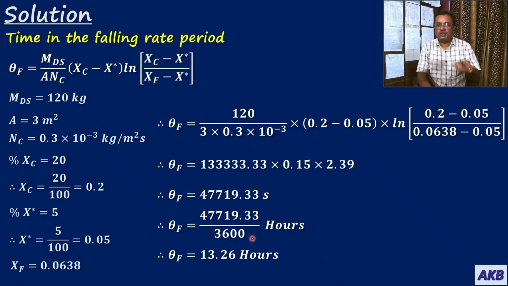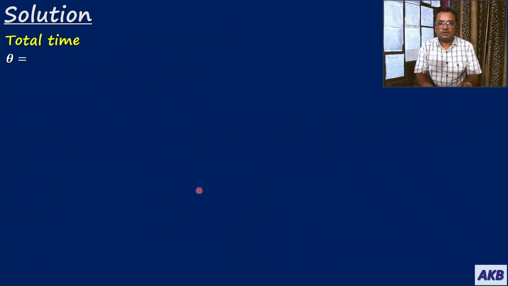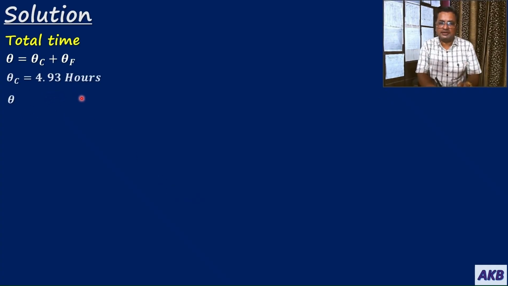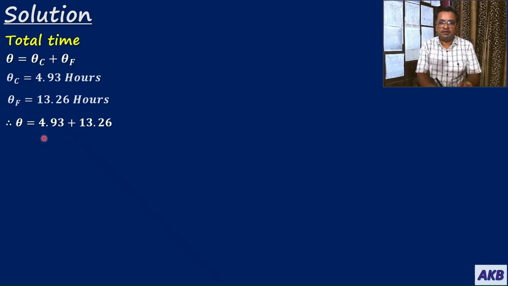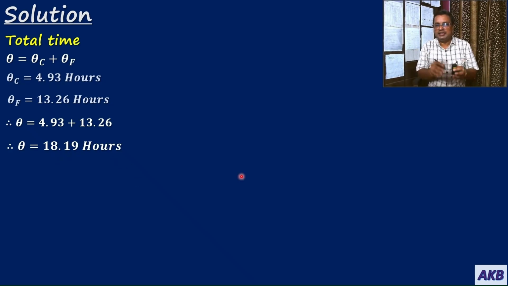Now let us get the total time, which is addition of theta c and theta f. So let us do that. So total time of drying, theta is theta c plus theta f. Theta c is 4.93 hours. Theta f is 13.26 hours. Therefore, theta will be equal to 4.93 plus 13.26. That gives us theta as 18.19 hours. So the total time for drying in this case is 18.19 hours.